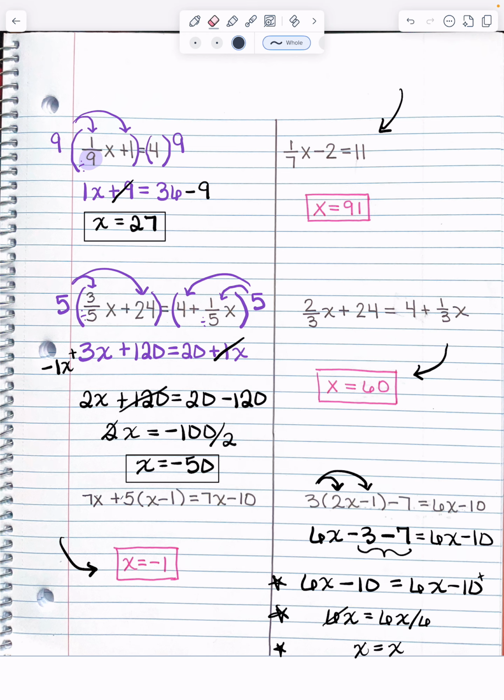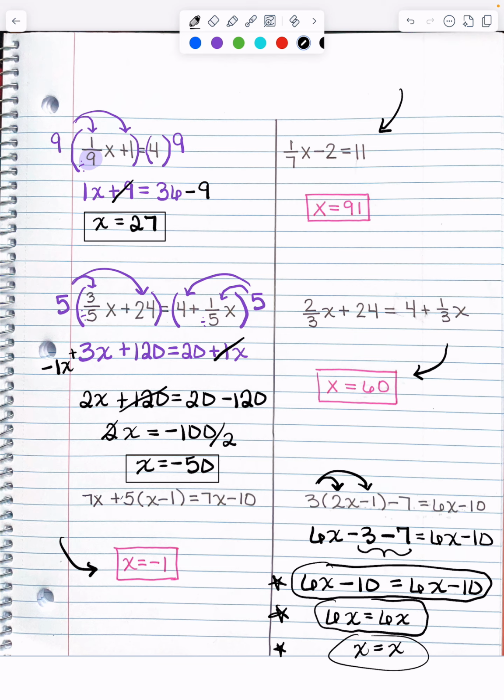I'm going to try to erase some of my notes here. Okay. So when we have that kind of thing, this is a special case, and this is called infinite solutions. There's many possible solutions. It'll always be true. Okay, that's it for this one.